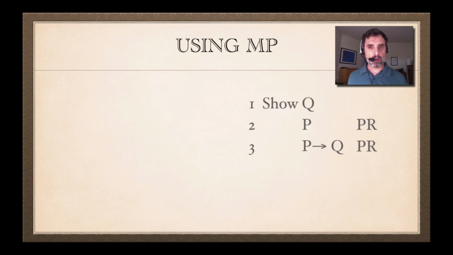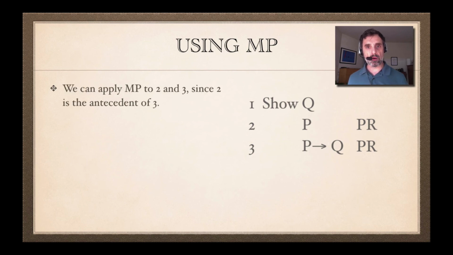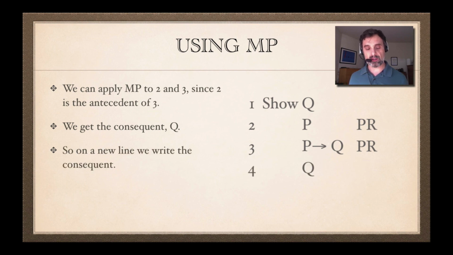Okay, so how about using MP in our derivation? Well, it's like this. We have lines: our first line was show Q, and our second and third lines were the premises of the argument. We can apply modus ponens to lines 2 and 3 because they are a conditional, if P then Q, and its antecedent P. And when we do that, we get the consequent Q. So how do we write this out? Well, on a new line, we write the consequent Q.